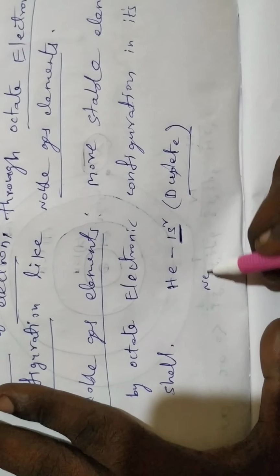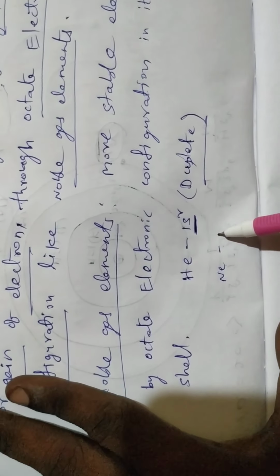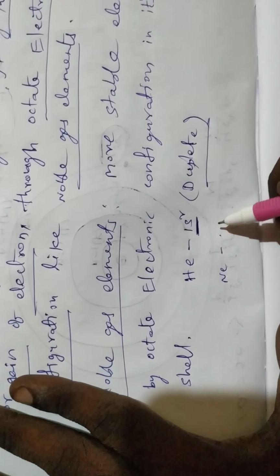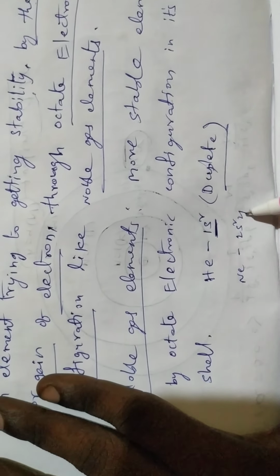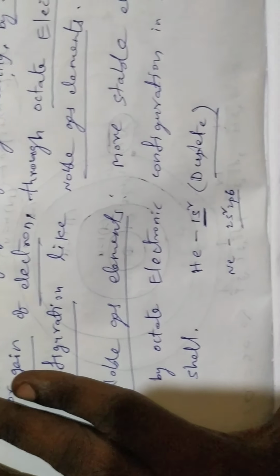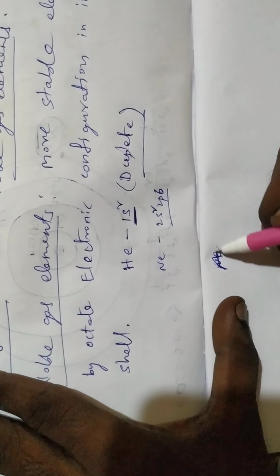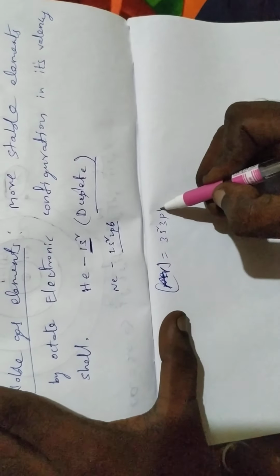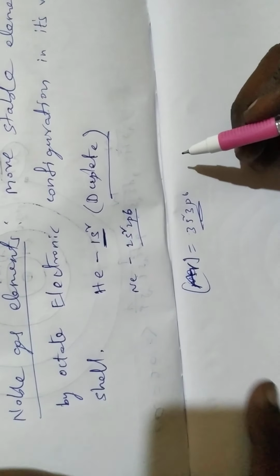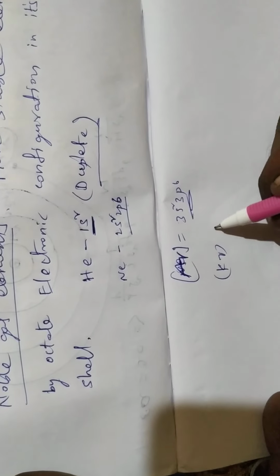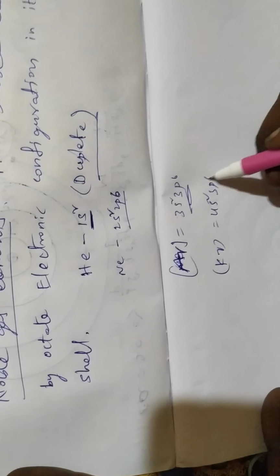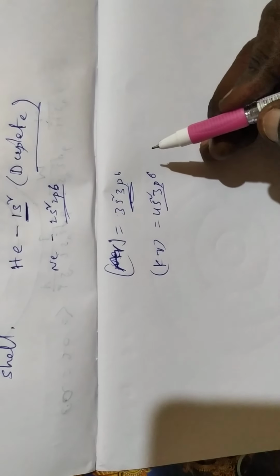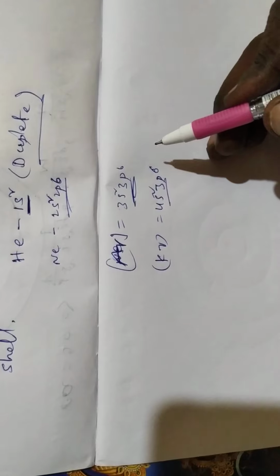The remaining ones, neon, argon, krypton, xenon, radon, all have octet electron configuration. Neon is 2s2 2p6, octet, 8 electrons in the valence shell. Argon is 3s2 3p6, also octet. Krypton is also octet in its valence shell. Noble gas elements contain an octet of electrons, and due to this octet configuration they are more stable.